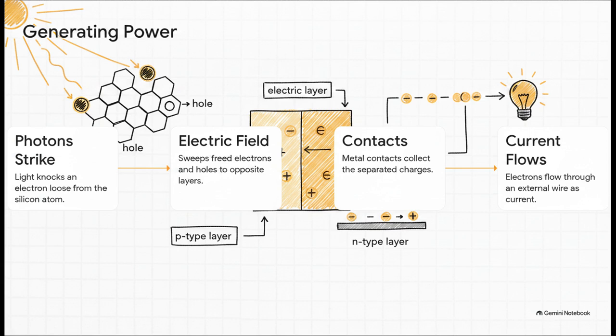Third, metal contacts collect these separated charges. And fourth, when connected to an external circuit, those electrons flow through a wire to get back to the holes. That flow of electrons, that is electric current. Amazingly, each individual cell produces roughly 0.5 to 0.6 volts of direct current. Just think about how many of those it takes working together just to power a single house.